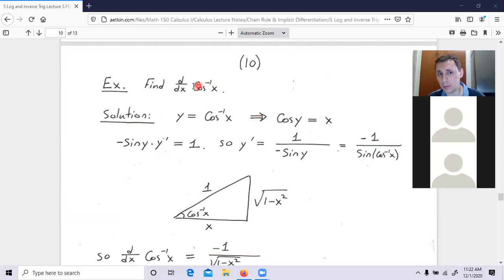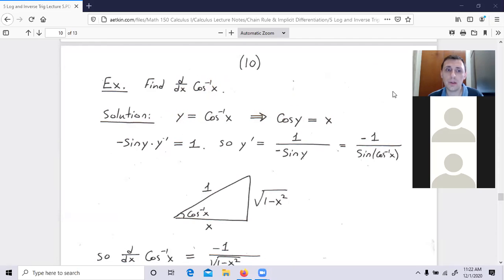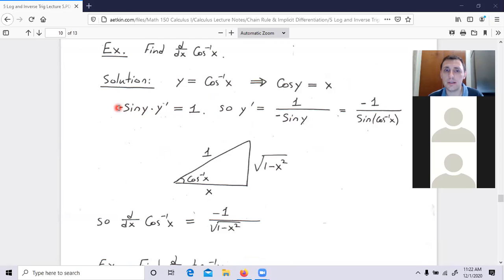When I do implicit differentiation, if I don't know the derivative of something, I can always say y equal to it. Y equal to cosine inverse. And then applying cosine to both sides, I get cosine y equal to x. Right? And then when I take the derivative, the derivative of cosine is minus sine y times y prime equal to 1. So y prime equals 1 over minus sine of y, which is minus 1 over sine of cosine inverse. So I draw myself a triangle.